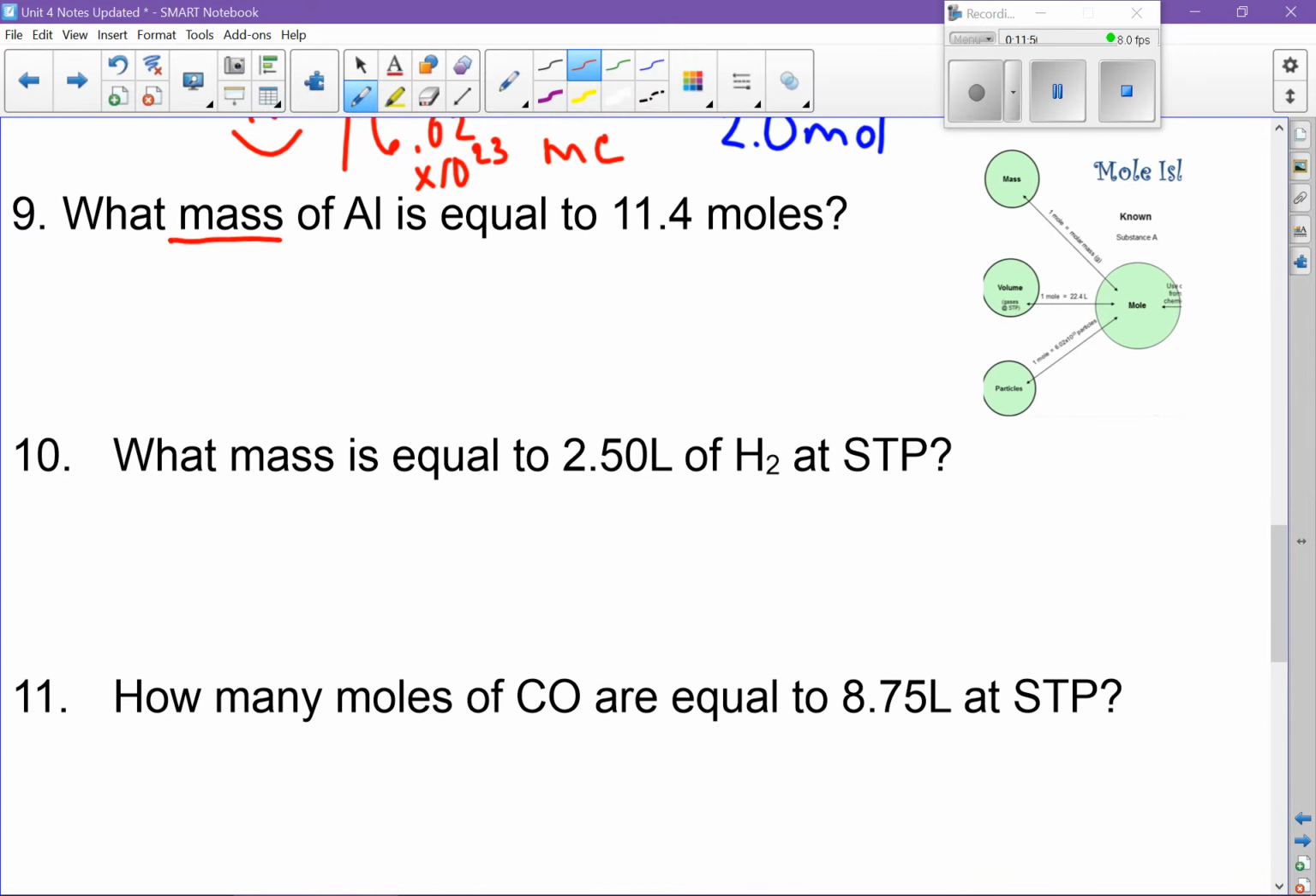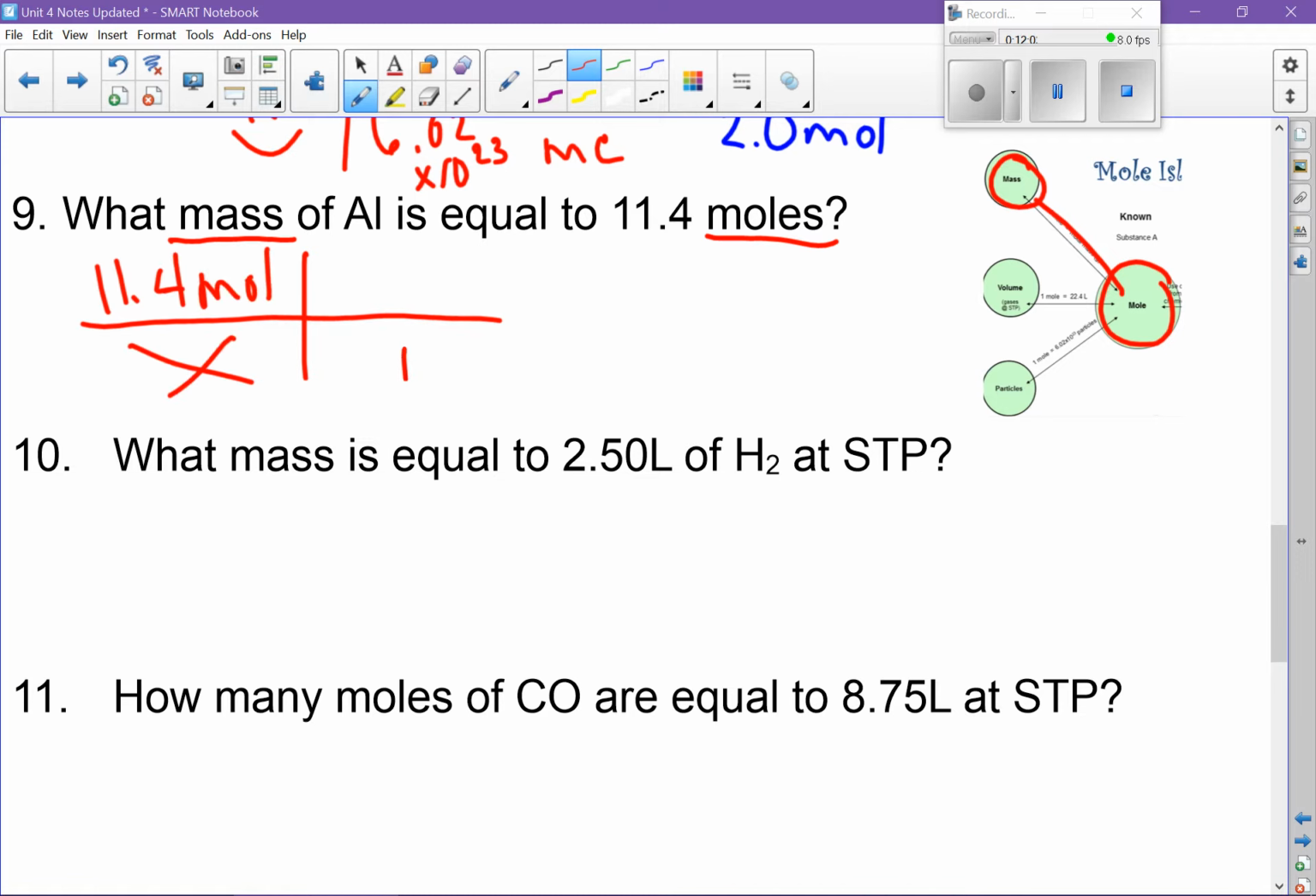Okay, here I see them mention mass and moles. So I have mass here, moles here. That's one fence. So we have 11.4 moles. Nothing down here. Moles is going to move down. If I'm looking for mass, the unit for that is grams. So I'm going to do 1 with the mole, and grams means I need the mass of my chemical, which they tell me is Al.